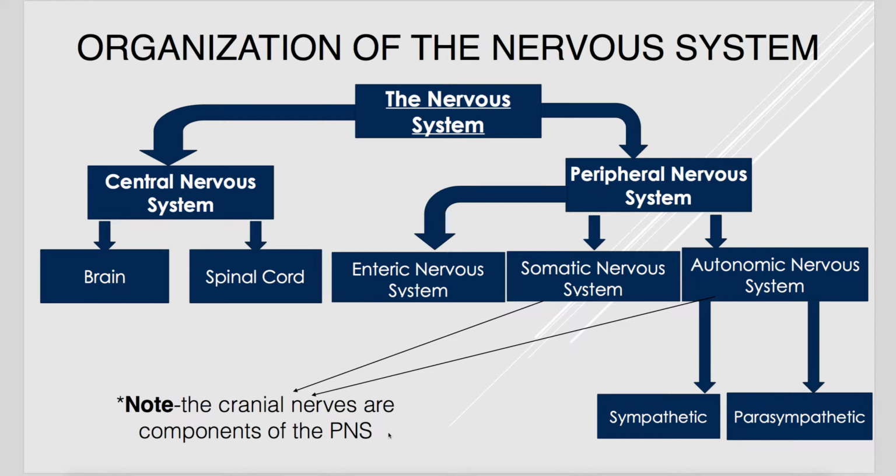Now, note that the cranial nerves are components of the peripheral nervous system. This is important because a lot of people, when they hear cranial nerves, think it's the central nervous system, but it's not. They are peripheral nerves. There are actually a couple of exceptions, but we're not going to worry about that. They are considered components of the peripheral nervous system.